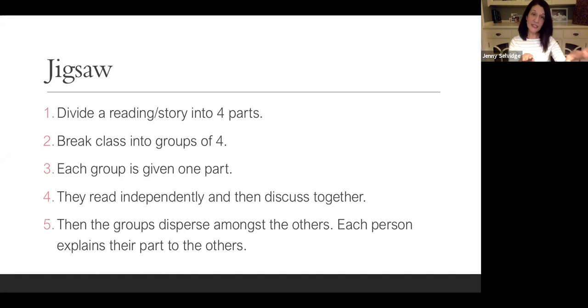Each group is given 1 part. They read it, then they discuss it together to make sure they understand it. Then those groups move into other groups and they explain it to their new group members. So let me show you how this works in the next slide.